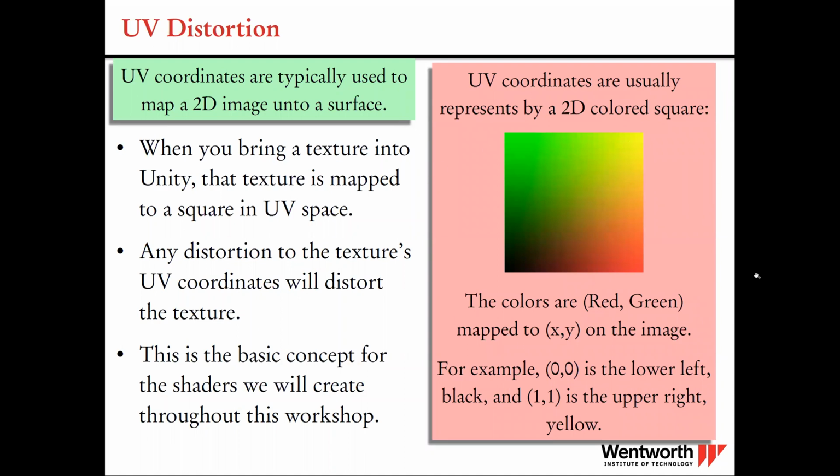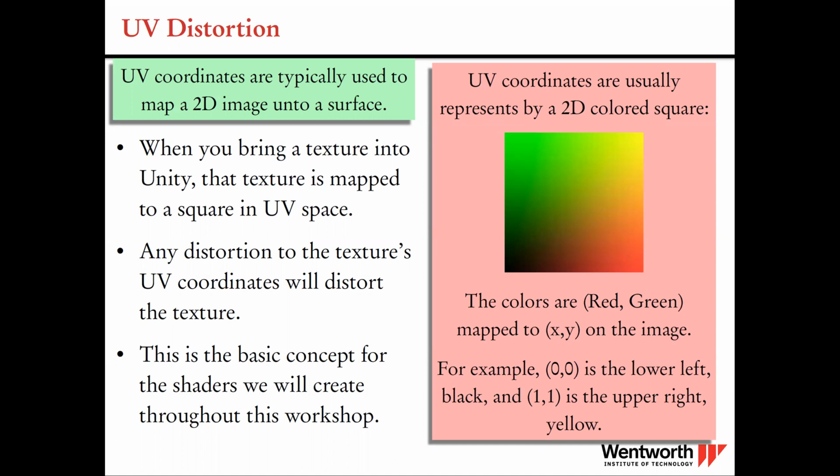So it's just 0 to 1 in both dimensions, but they're usually represented by colors. So 0, 0 down here in the lower left, that is 0 red, 0 green, which is black. And then up in the opposite corner, it's 1, 1, which is full red, full green, which is yellow. And then you have your green here and your red down in the opposite corner. So whatever texture you have, it's just mapped to a 0 to 1, 0 to 1 square.